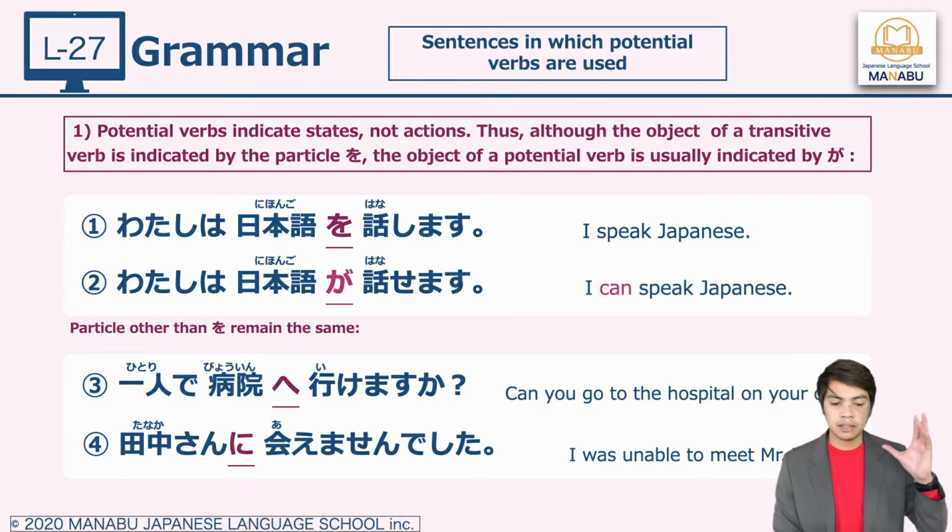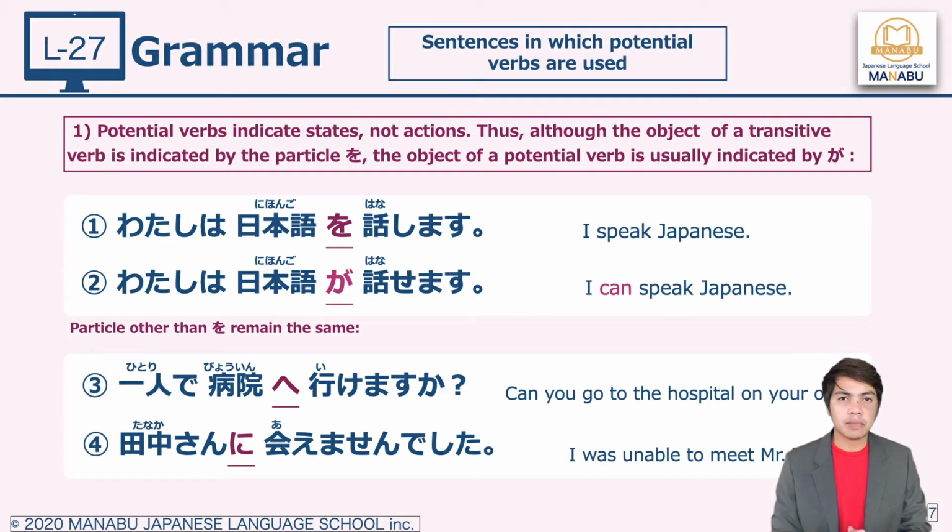I speak Japanese. Now, hanashimasu is a transitive verb, so we will conjugate the verb hanashimasu to the potential form. So, from hanashi to hanase. This is a group 1 verb. So, from I sound to E sound. Hanashi, hanase, hanasemasu. So, it will become Watashi wa nihongo ga hanasemasu. From the particle o, nihongo o, now nihongo ga hanasemasu.